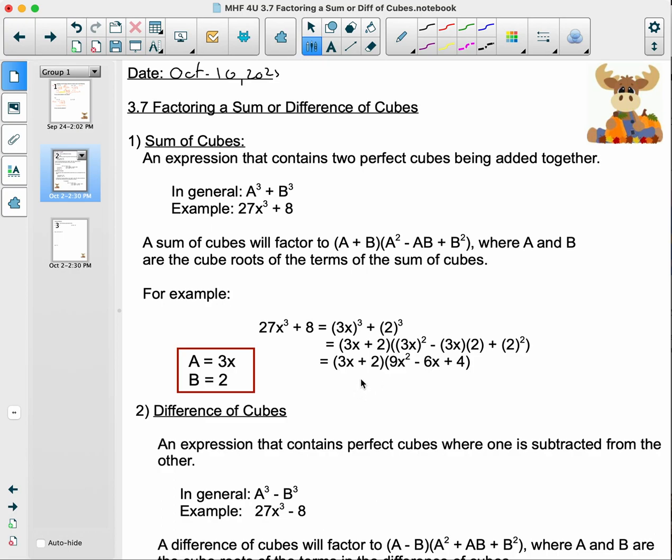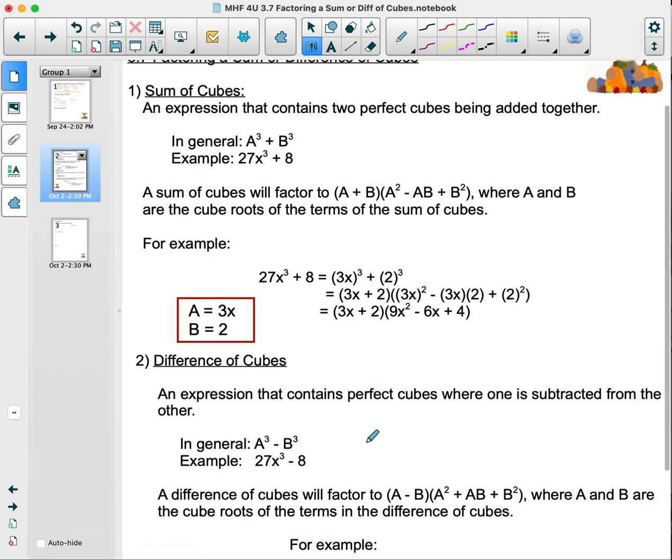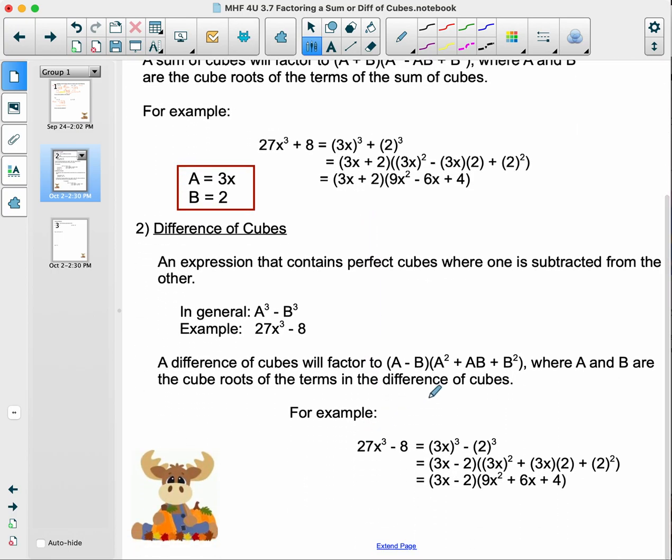Okay, differences of cubes, same thing, perfect cubes, but one is being subtracted from the other. And your pattern is just a little different. So the binomial is a minus b, and then you have all positives in your second bracket. But the pattern of terms is the same, so a squared, ab, and then b squared.